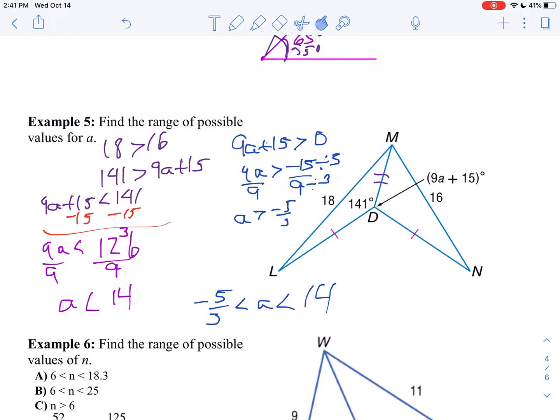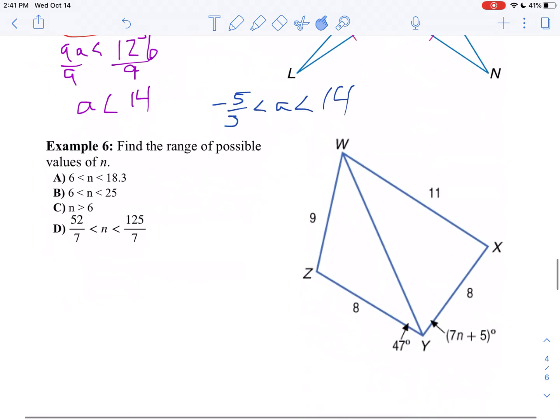Let's pause the video. See if you can do example 6 by yourself and come on back and check. So in example 6, it's kind of similar to the last question. Notice that we have two line segments, ZY and XY. They're both 8, so they're congruent. WY is congruent to itself. So then I'm going to compare 11 and 9 because they're not the same.